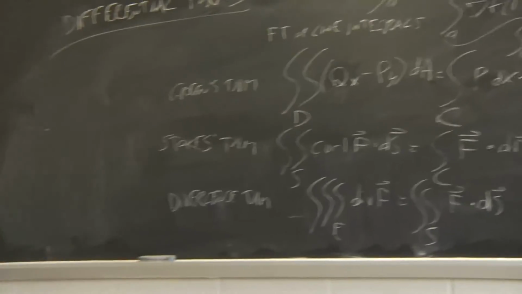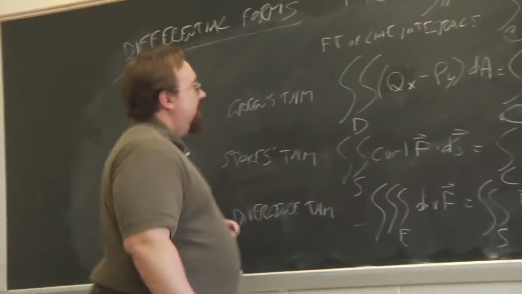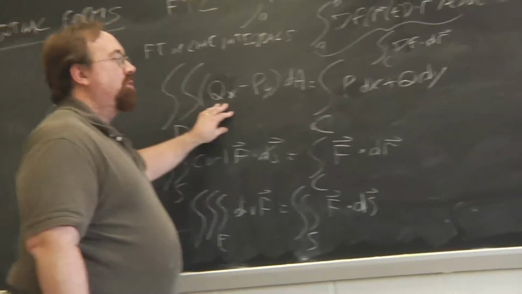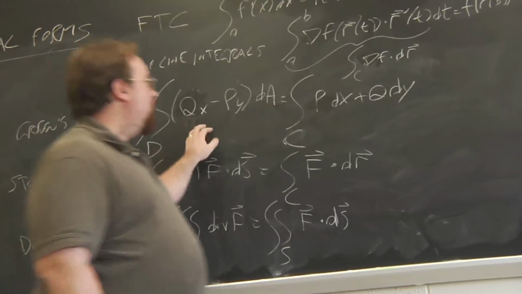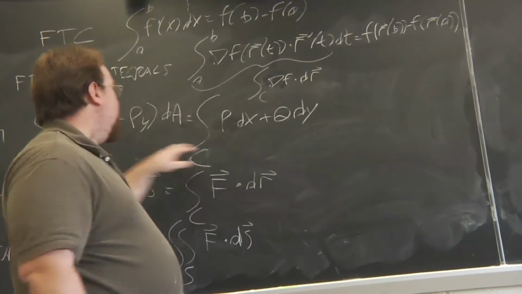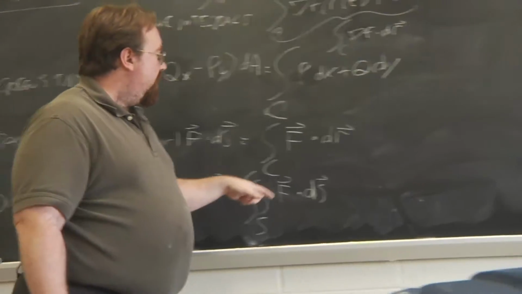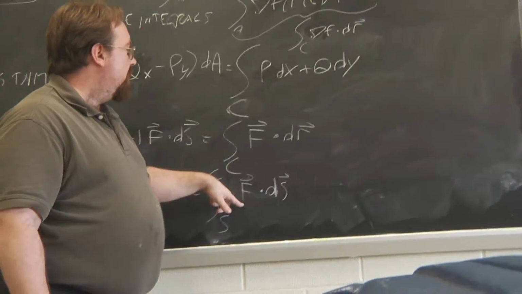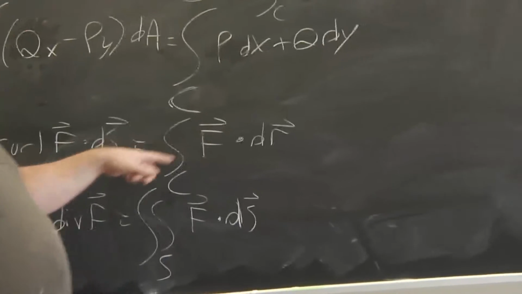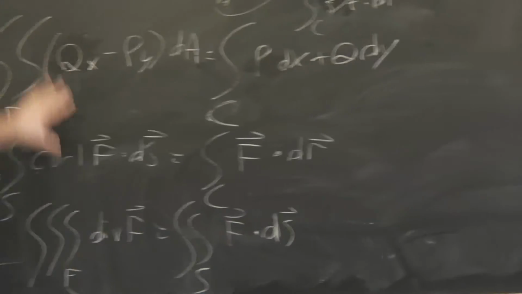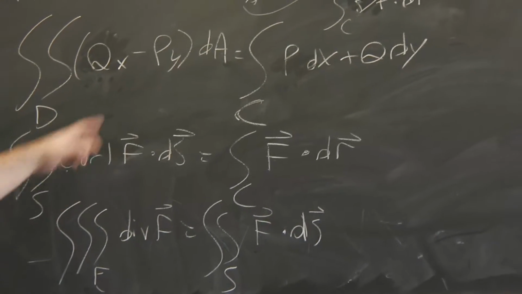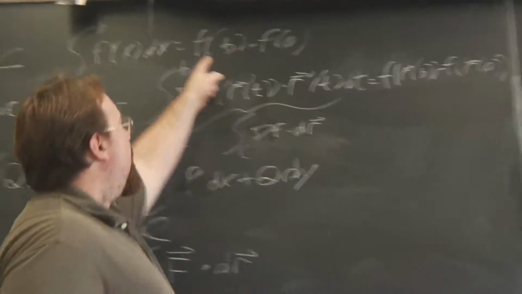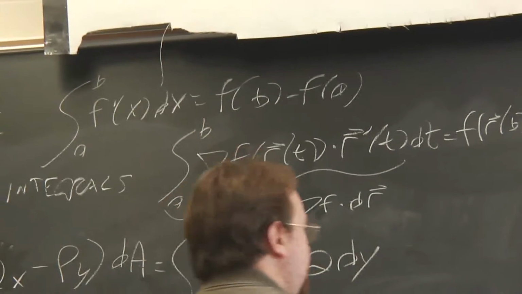Anyhow, what all of these have in common is that an integral over a higher dimensional region is related to an integral over its boundary. We have expressions involving vector fields in all of these cases, and then we have derivatives of components in the integral over the higher dimensional region. That's true even of the fundamental theorem of calculus. Now here we just have f of b minus f of a.